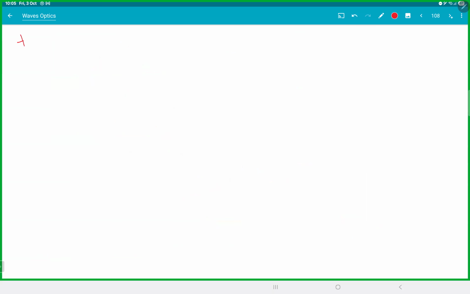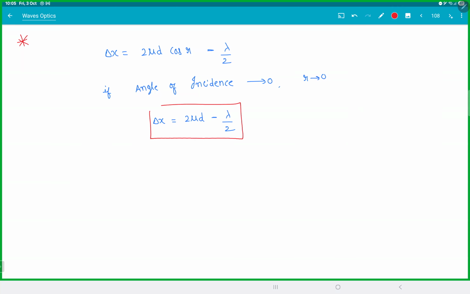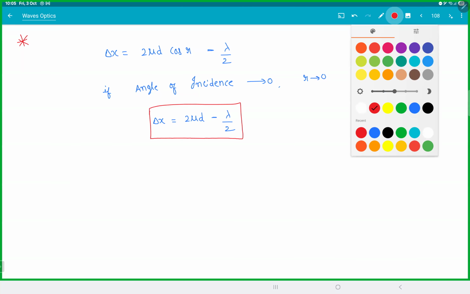This is the main thing. You need to remember the result for the main level. So this path difference, 2 mu d cos r minus lambda by 2. If you take the angle of incidence tending to 0, it's a near normal incidence. Means you're hitting the light ray perpendicular to the surface. If angle of incidence tends to 0, then your r also will tend to 0. Then your path difference delta x would become 2 mu d minus lambda by 2. Yeah, that's your main result there. There is an easy way to derive this. Listen to this thing carefully.